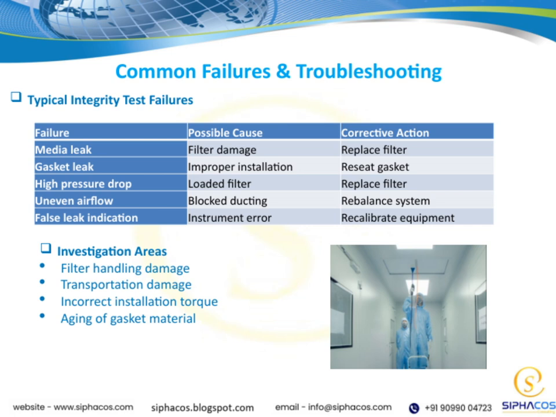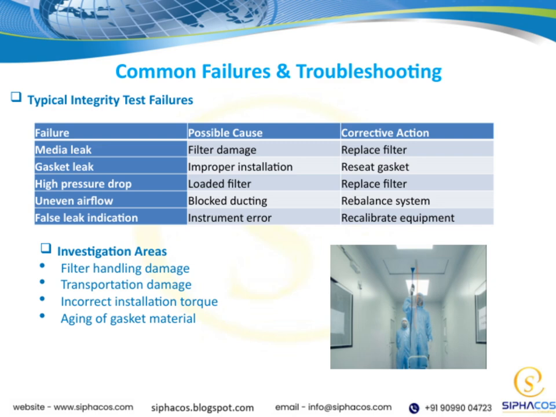Incorrect installation torque is another critical factor. Applying either too much or too little torque can compromise seals and connections, resulting in leaks or system inefficiencies. Aging of gasket material is also something to watch out for, as over time, gasket materials can degrade, losing their sealing properties and leading to leaks.